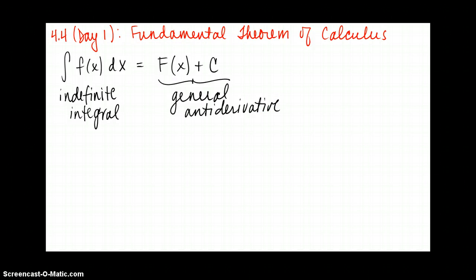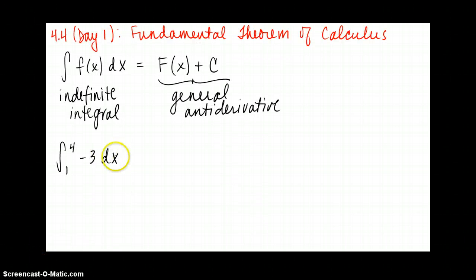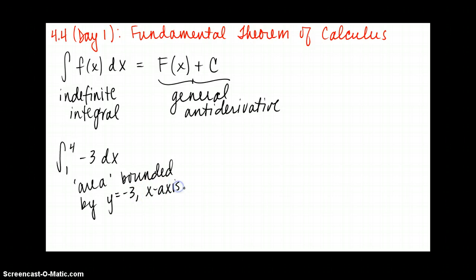Okay, then at the end of lesson 4.3, we said, okay, well, what if we put boundaries on an integral? So if I look at the integral from 1 to 4 of negative 3 dx, then what does this mean? And we said this was the area, used loosely, of the region bounded by the function y is equal to negative 3, the x-axis, and the vertical lines x is equal to 1 and x is equal to 4.